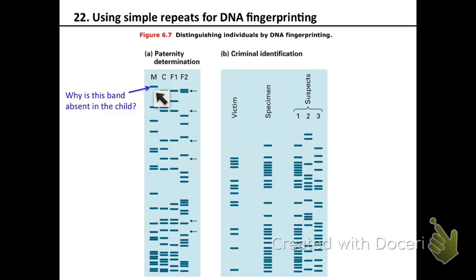Why doesn't the child have this band that you see in the mother? Does anyone have an idea? Could it be recessive? Recessive, that's genetics, right? We're not doing genetics. Yeah? Could it be carried on the X chromosome? You're getting there, but not quite. Only half of each.